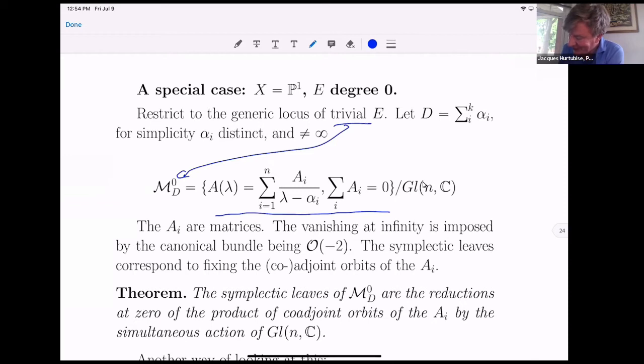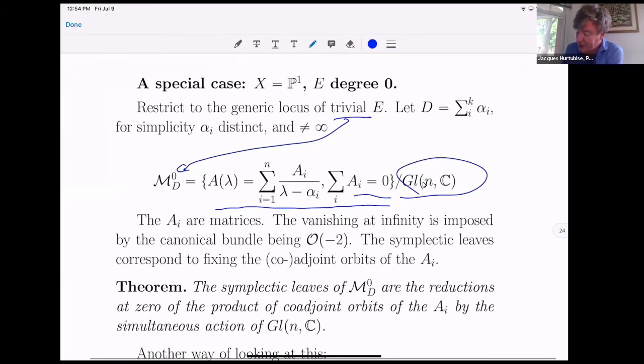So as I was saying, you can write these out explicitly, basically as just meromorphic matrix valued functions. The vanishing at infinity is basically the canonical bundle being O(-2). And of course, this is up to conjugation, because these are not trivialized. And so you've got some freedom for quotienting here. But the symplectic leaves, as I said, we're fixing the coadjoint orbits.